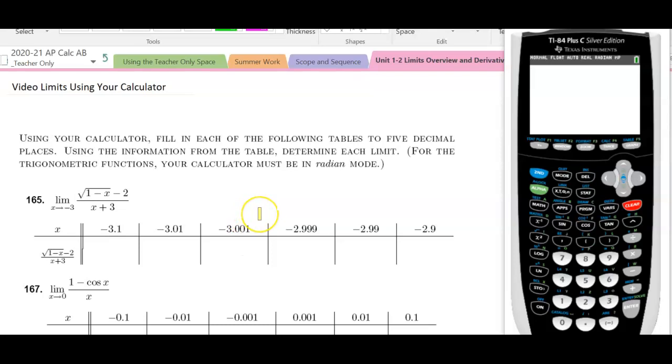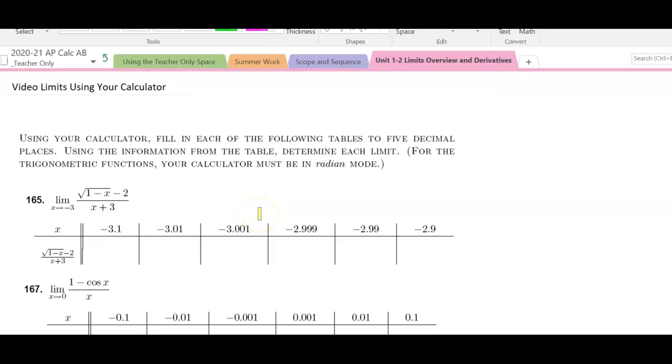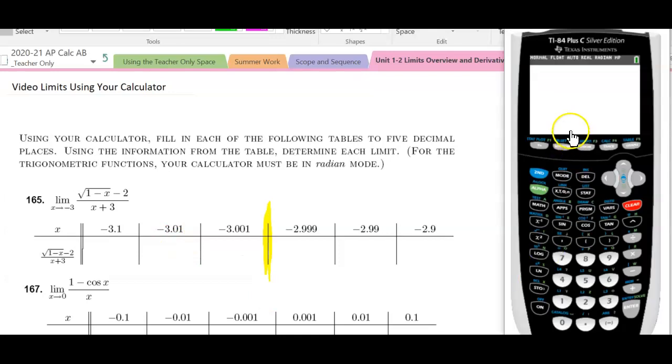The first thing we want to do when we set up our table is create values both as we're approaching -3 from the left and as we're approaching -3 from the right. So we divide our table into two sides around that critical value of -3. The next thing we're going to do is plug the function into our calculator. We're going to go to y equals and enter this rational function.